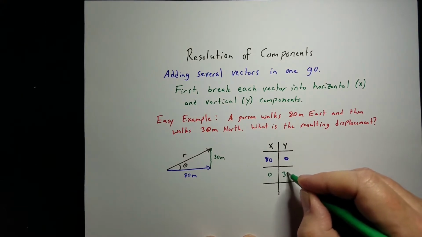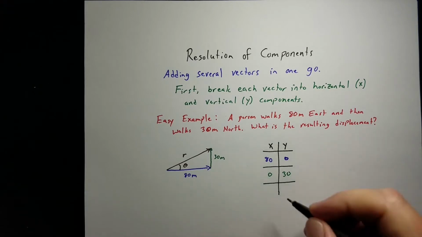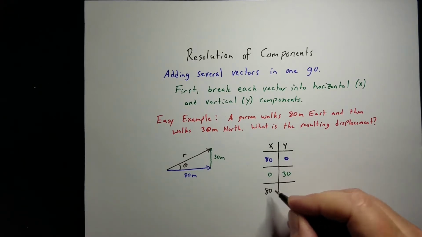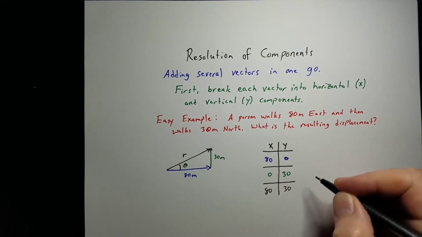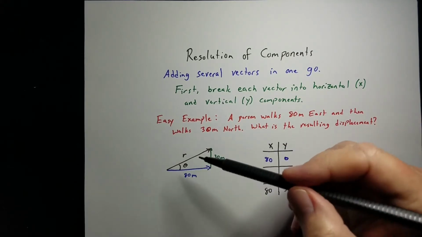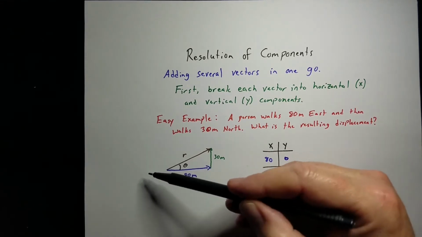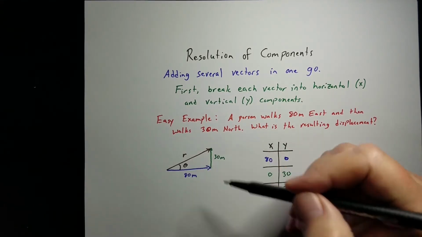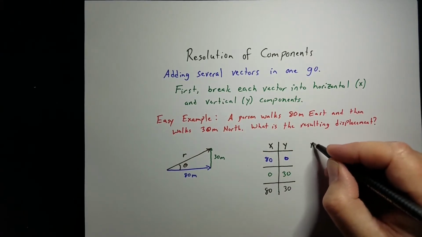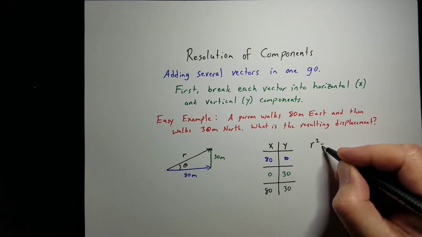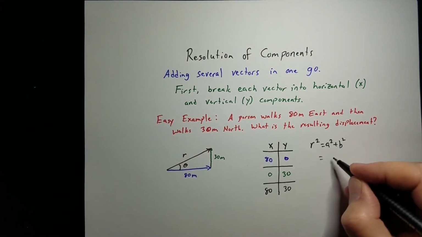It's just all vertical. We simply add those together and we get 80 in the x direction and 30 in the y direction. Now, if it was going south, that would be a negative direction, or if it's going west, that would be a negative direction. We kept it all positive here, so we just add them together, and then we can do our Pythagorean theorem and tangent method to get the resultant.